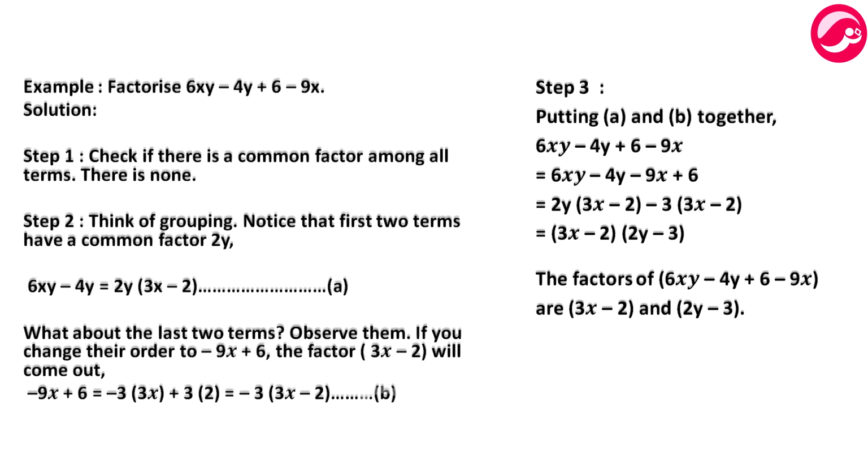That will be 2y into 3x minus 2 minus 3 into 3x minus 2. Here we will take 3x minus 2 as a common factor. So we will get 3x minus 2 into 2y minus 3. The factors of 6xy minus 4y plus 6 minus 9x are 3x minus 2 and 2y minus 3.